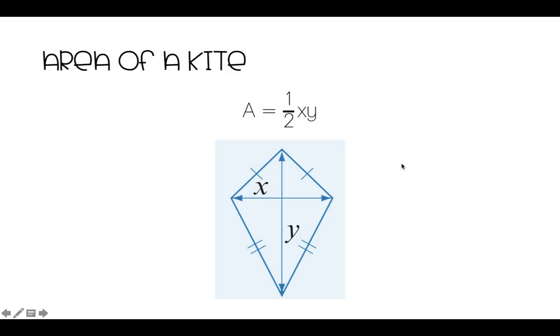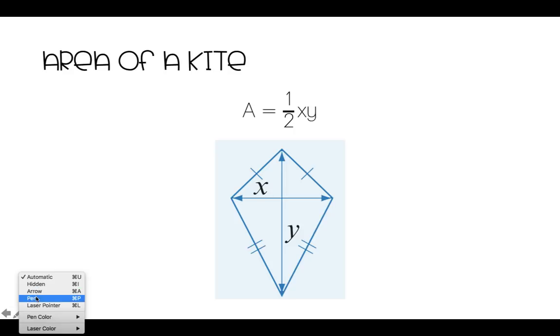Let's look at the area of a kite. The area of a kite equals 1/2 times x times y. Now, x and y are our distances between our 2 points. With a kite, you can see here, these two bottom lengths are the same length and these two top lengths are the same length. So that's important, that the two connecting lengths are the same in length.